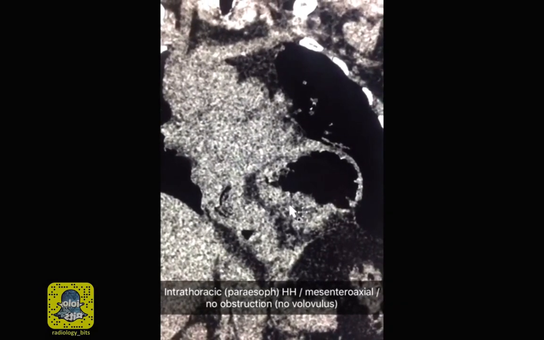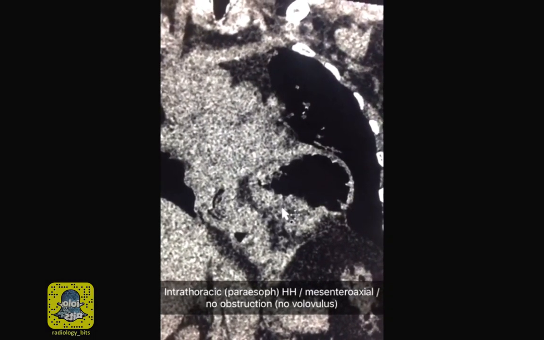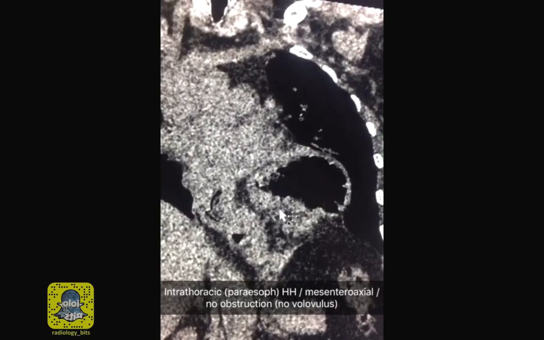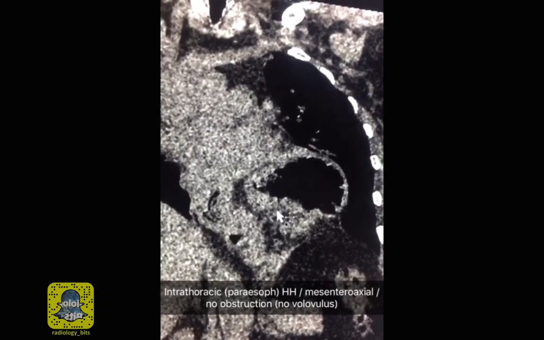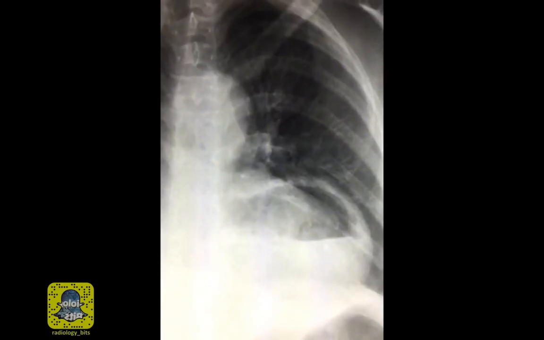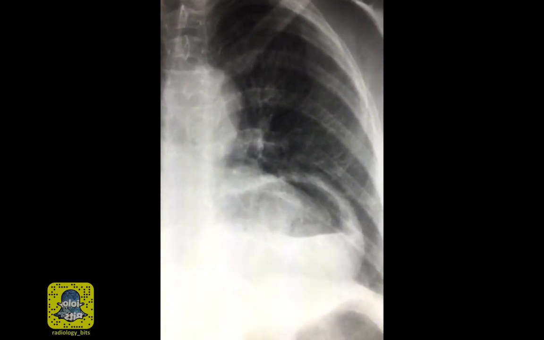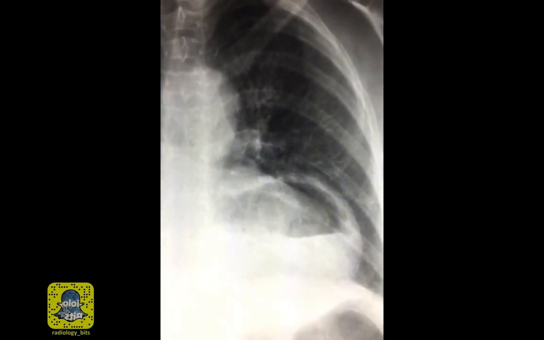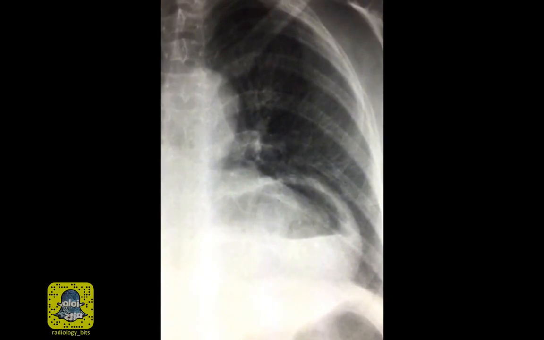So the final diagnosis here is an intrathoracic paraesophageal hiatus hernia, which is mesentero-axially rotated without volvulus. Let's summarize what we learned from this case. First, a fluid level is usually not normal, and if it's in the mediastinum, think about a hiatus hernia. Second, know your gastric anatomy: gastroesophageal junction, fundus, body, antrum, and pylorus.